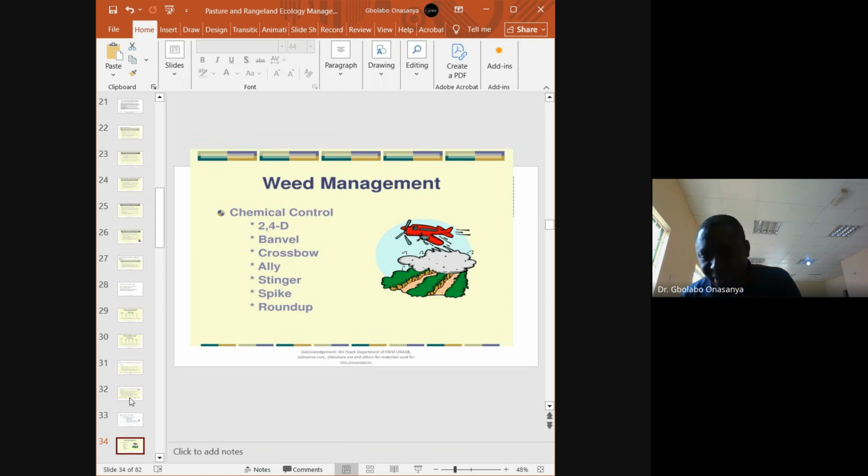Or you can use systemic. With systemic, you spray it on your weed. Even the first day you may not see anything. Second day you may not see anything. On the third day, you begin to see that your grasses begin to turn yellow. Systemic works by going to the root to disrupt the root structure from tapping nutrient and water, and naturally it will die. That is the weed management concept.